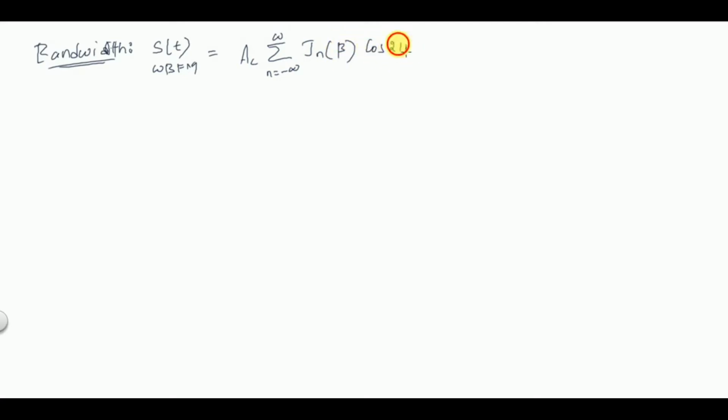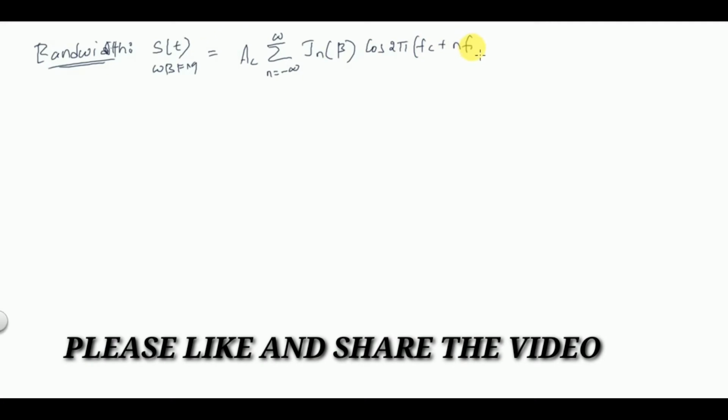Right, we will now derive the equation for bandwidth. In order to derive the equation for bandwidth, we now have to draw the spectrum of the WBFM signal. For that we will again start with the standard time domain equation. S of t of the WBFM signal is given by AC into summation n equal to minus infinity to infinity Jn of beta into cos 2 pi (fc plus n fm) t. This is the standard time domain equation of the WBFM signal.